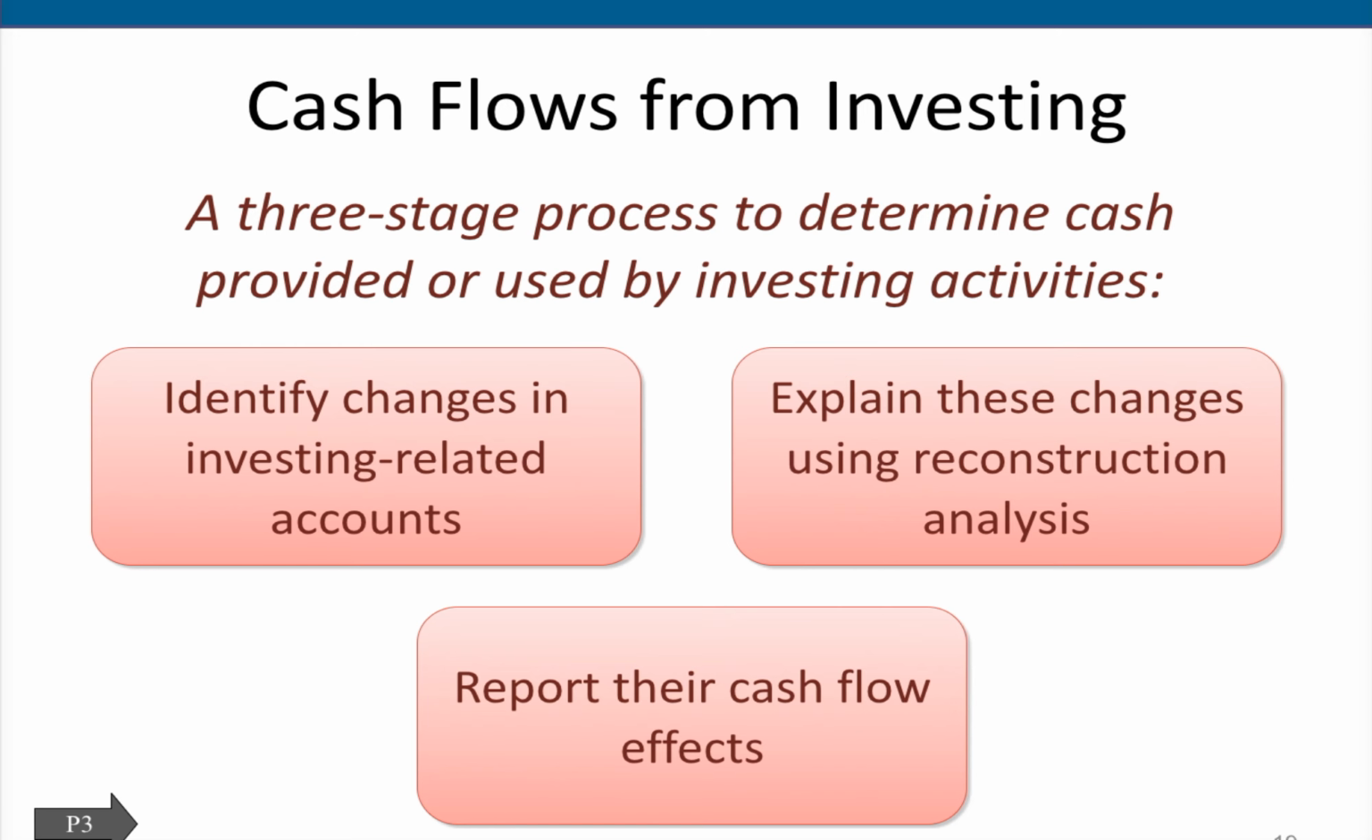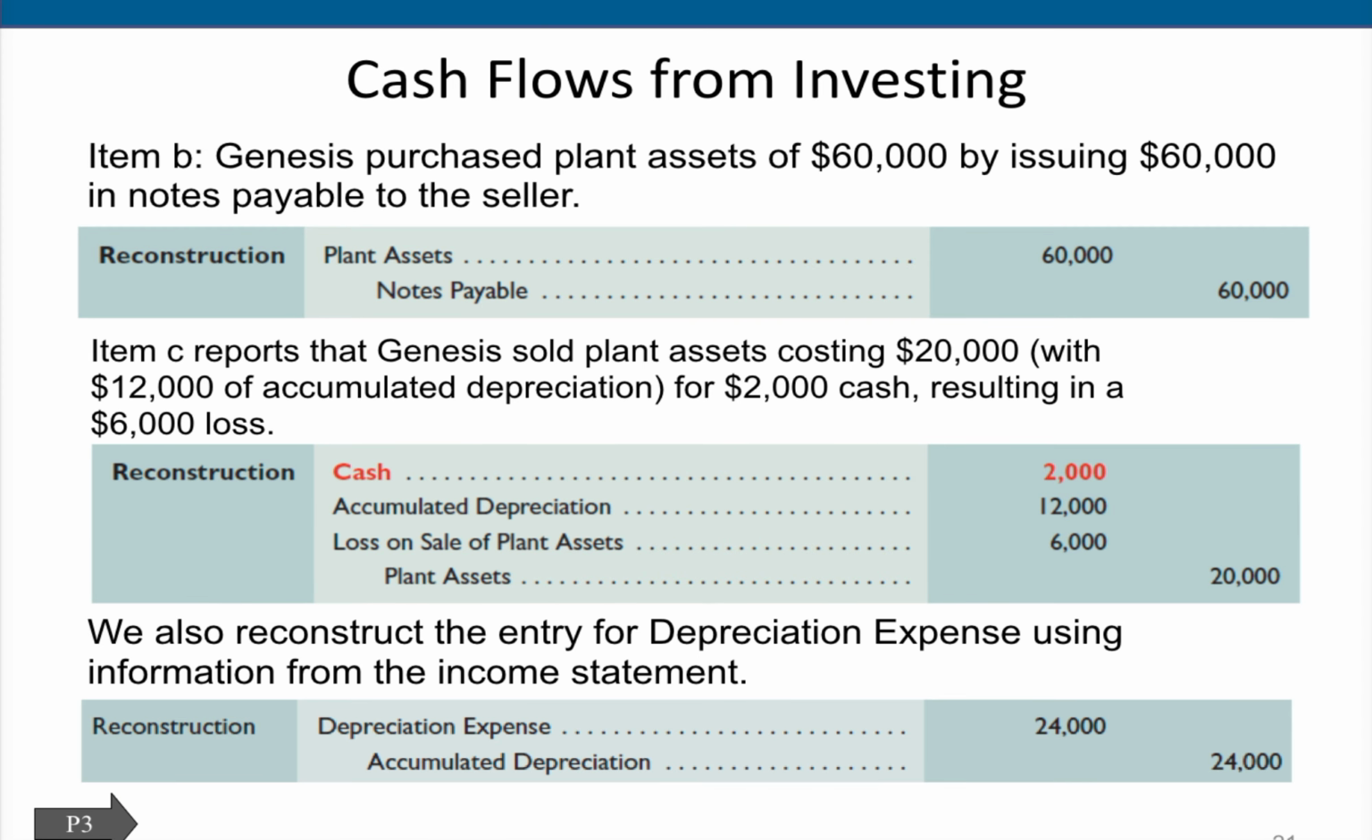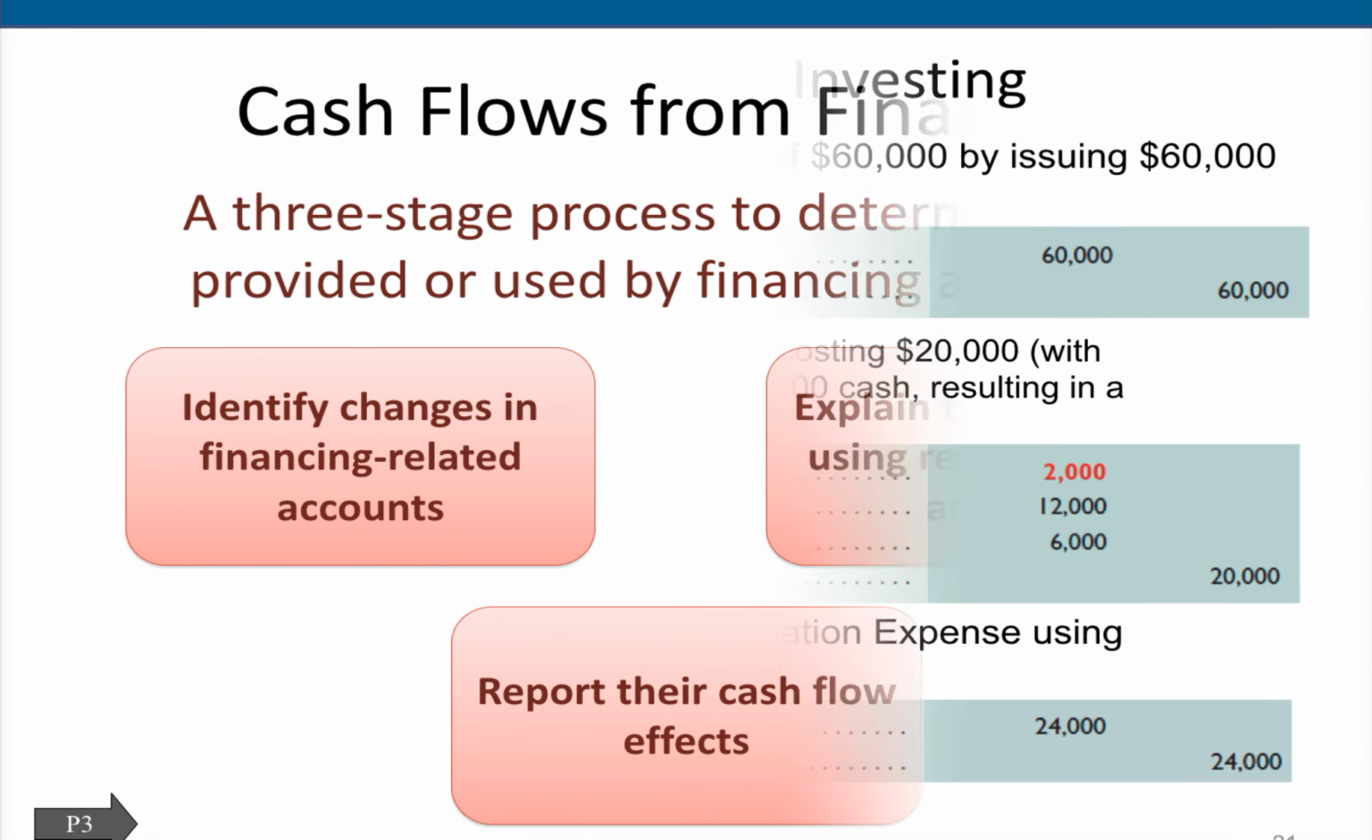So that's where they get the 3 steps from, but it basically boils down to know what type of financing and what type of investing you do. So do you invest in other companies? Do you invest in bonds? Do you invest in stocks? Know what type of investing you do, and then look in those areas for any changes and report what they are if they affect cash. And you'll do the same thing with the financing side.